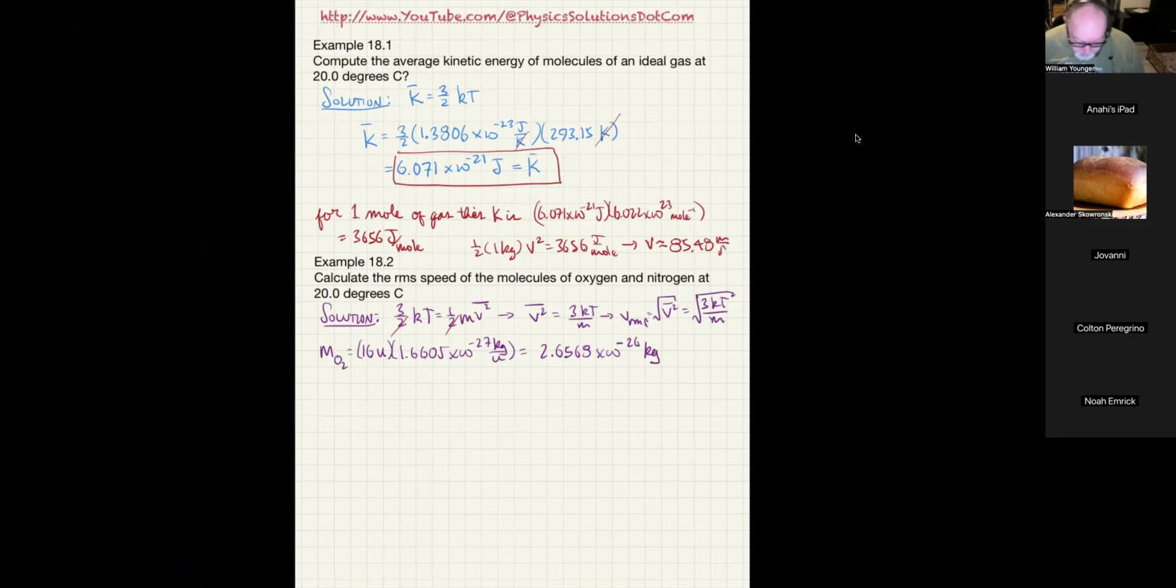kilograms. Now, I need to do the same thing for nitrogen, but I'm going to show you a neat little trick that will allow me not to even use it. But the mass of N2 is 14 u. That one turns out to be like 7.01, and then of course it's N2, so it's got to be like 14.